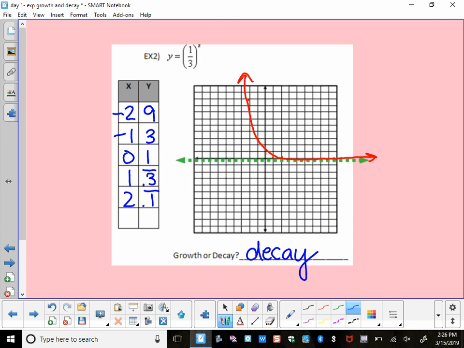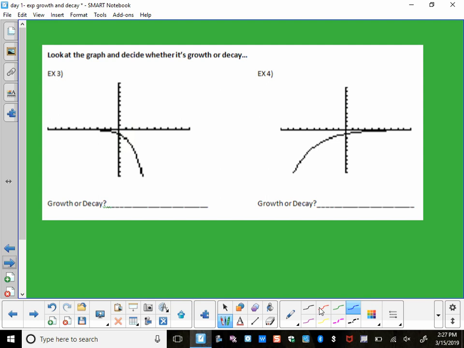I want you guys to answer number 3 and 4. Take a look at it. There's nothing really to do. We have to decide whether it's growth or decay. I always go from left to right. So from left to right, am I going away or towards it?